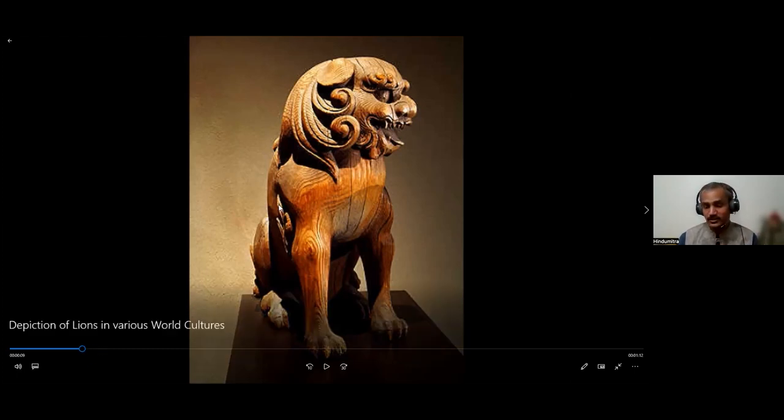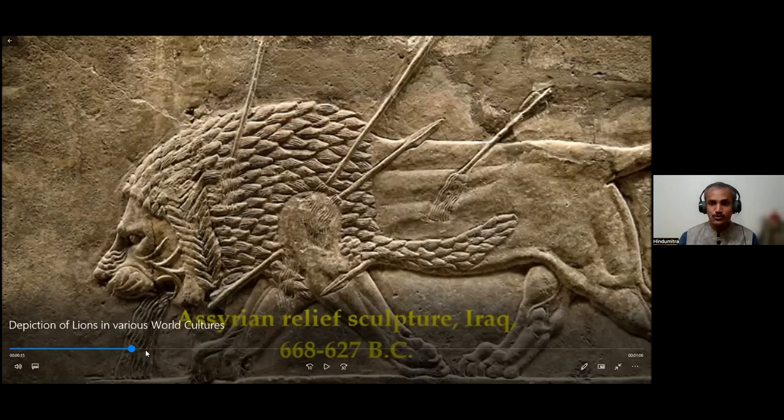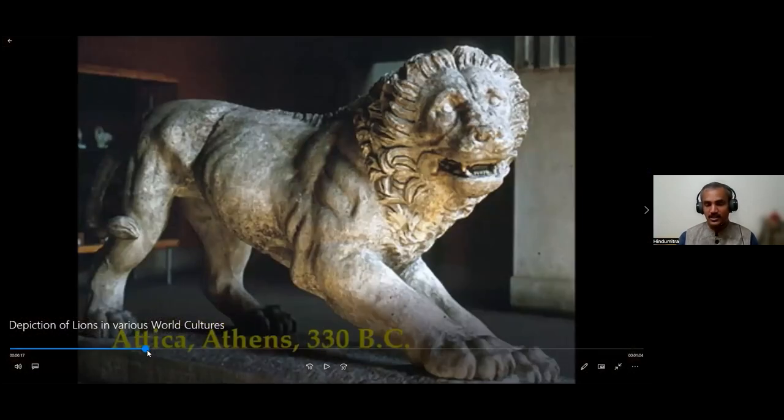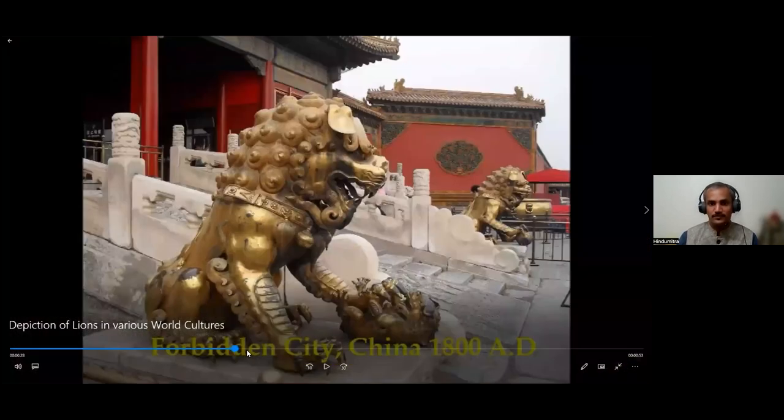But the stories went to them. There is a ferocious animal which has a mane and it looks like that. And they have captured an imagery. So this is from Japan. This is from India. This is from Iraq and Turkey, where in the past, lions used to roam, in France, in Greece, in Europe. This is from Indonesia. This is from Taiwan and so on.